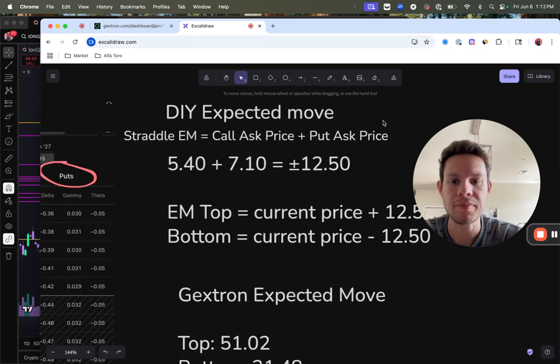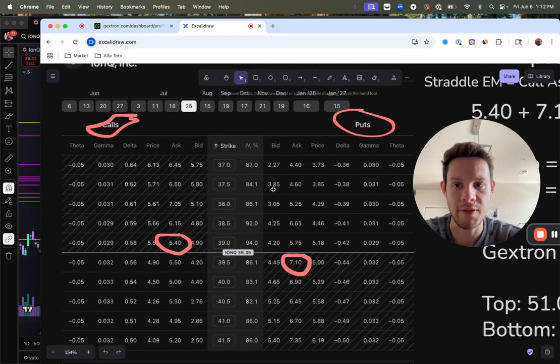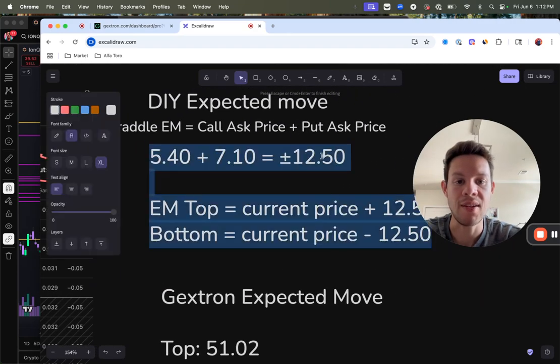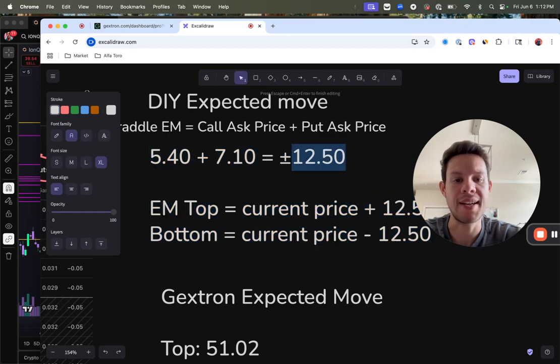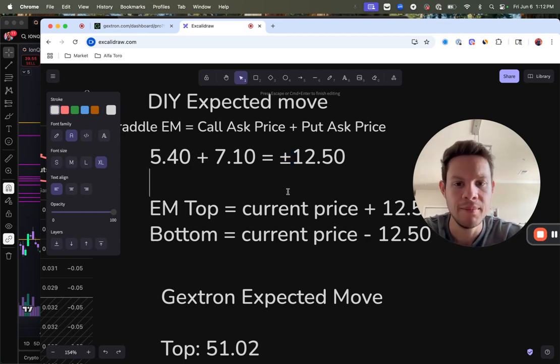All you do here is grab the call ask price and add it with the put ask price. And I circled it here for you. Puts, calls, you get this at the money call ask price and the at the money put ask price, 7.10 and 5.40. You add it together and you get this number, $12.50. And you put a plus and minus there just to know this is the range. This is future range for IONQ as of right now.